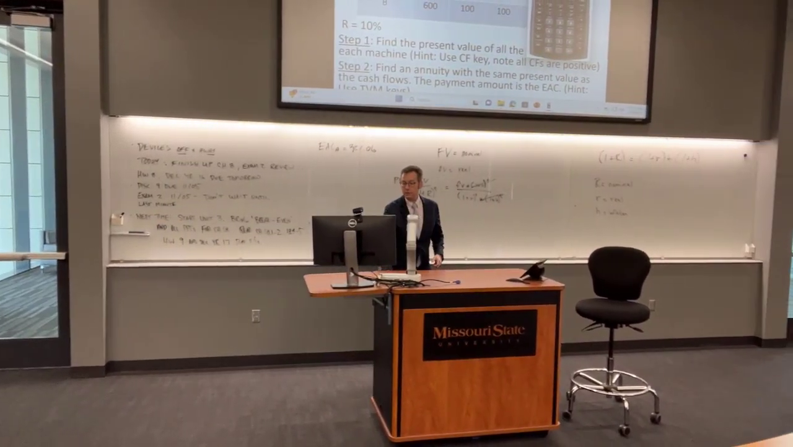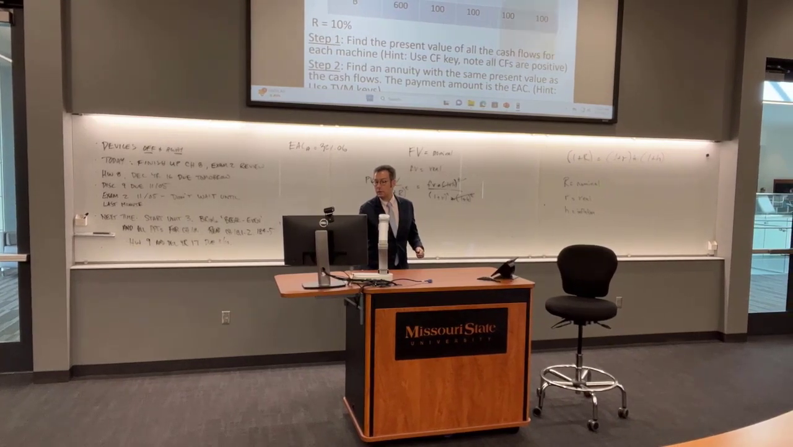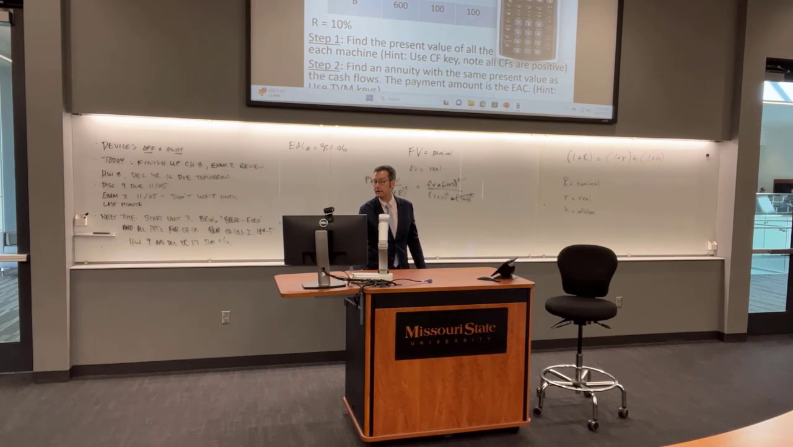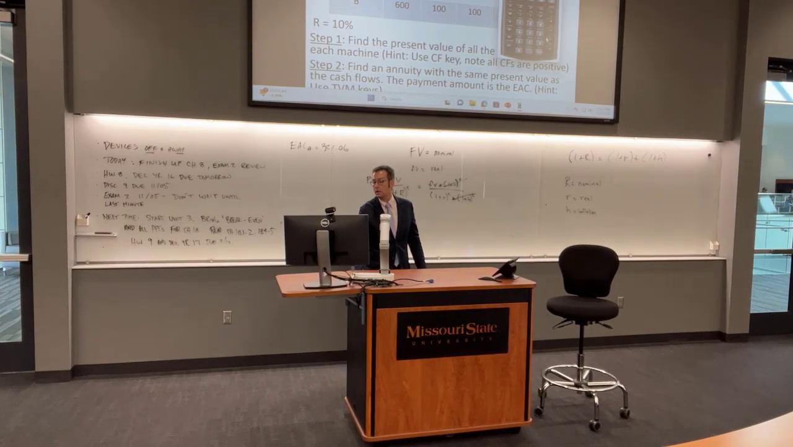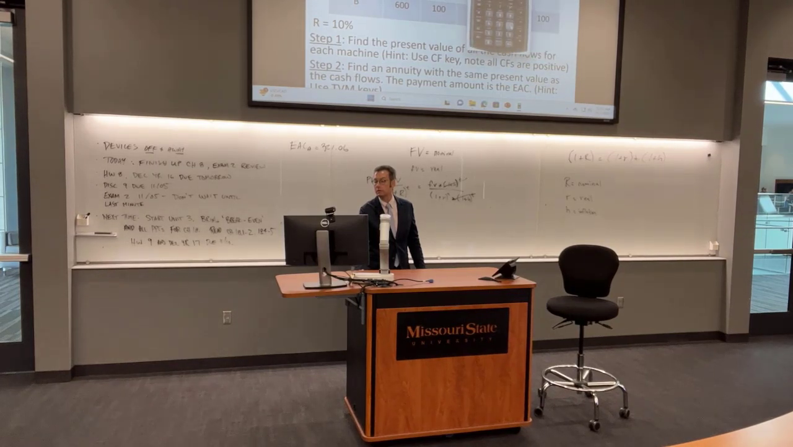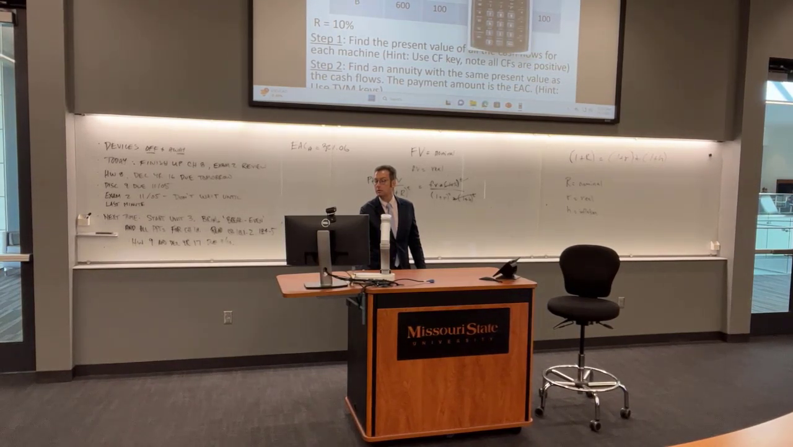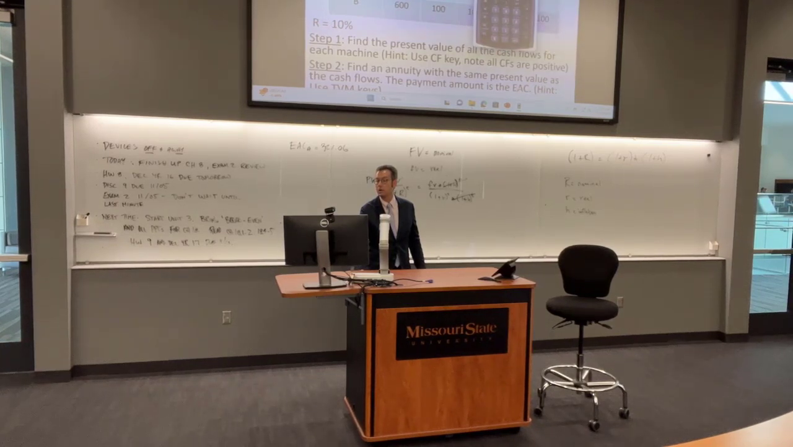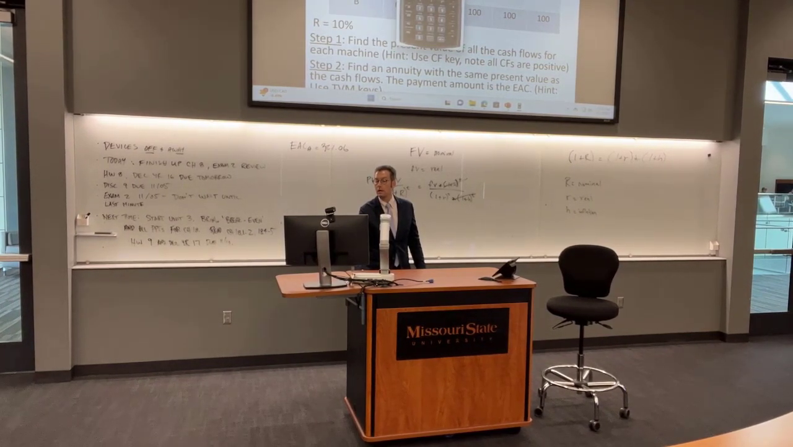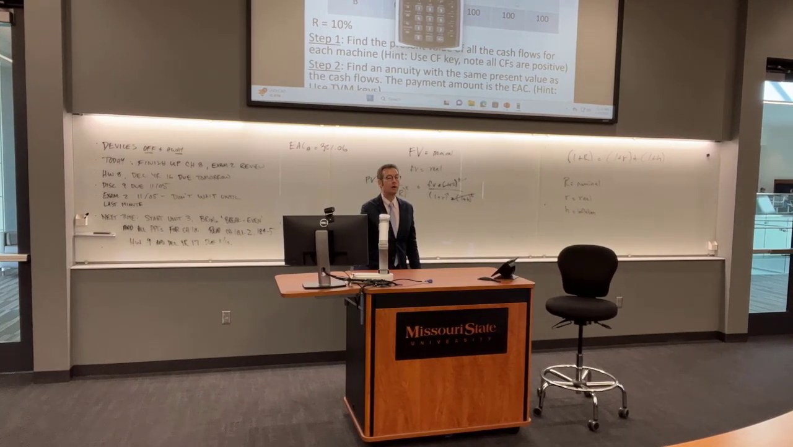Okay, now we got to do letter B here, project B. We're going to hit CF, second, clear work. What is CF0 for project B? 600. Enter, arrow down. What's C01? 100. Enter, arrow down. What's F01? 4. Enter.